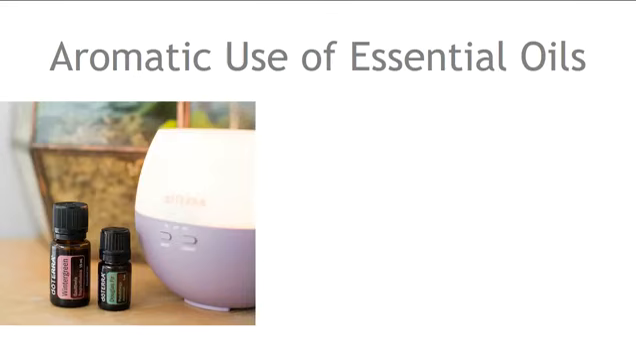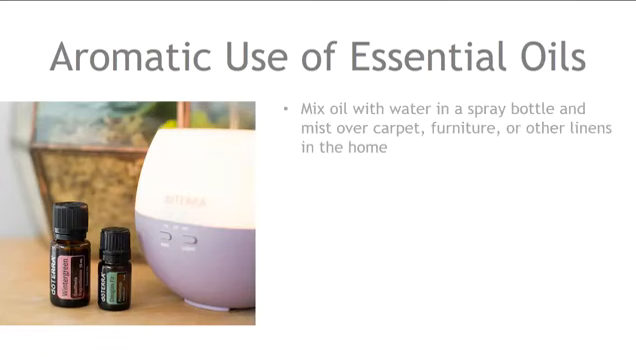Aromatic use of essential oils. One of the easiest ways to use essential oils aromatically: mix oil with water in a spray bottle and mist over carpet, furniture and other linens in the home. Say you've got pets, and your friends and family come over, and all you smell when you walk in the door is pets. Add a little bit of essential oil to a spray bottle, spray it on your furniture. When your friends and family come over next, they'll say, oh, it doesn't smell like animals. It smells lovely.